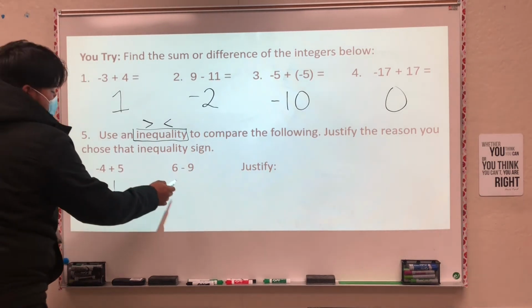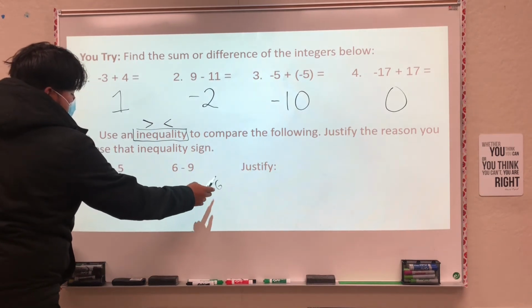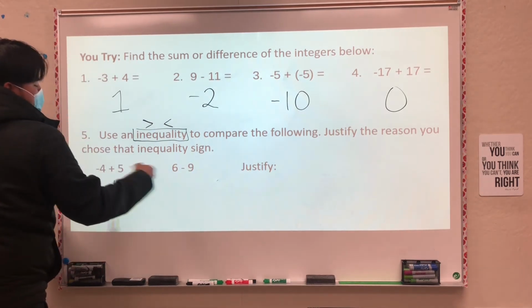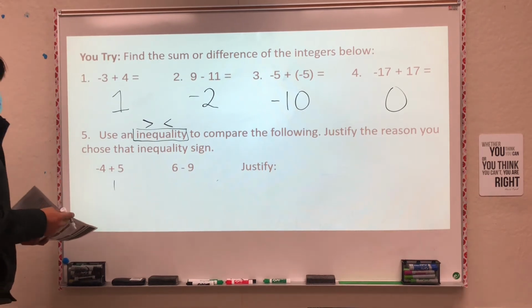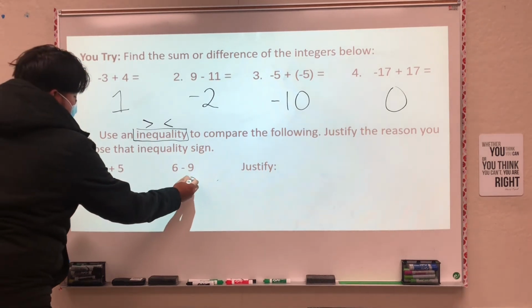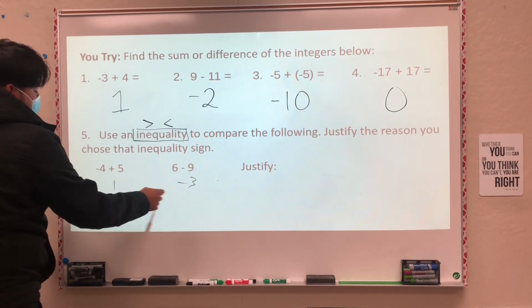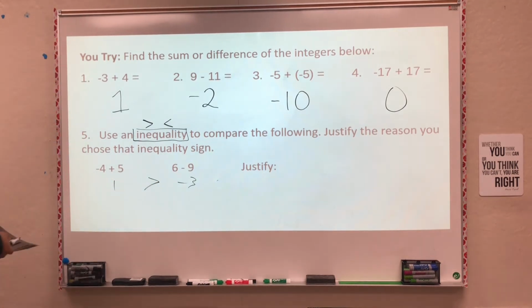After that, 6, so you go 6. After that, you go back a 9, that's going to be -3. So 1 is bigger than -3. How do we know 1 is bigger than -3?